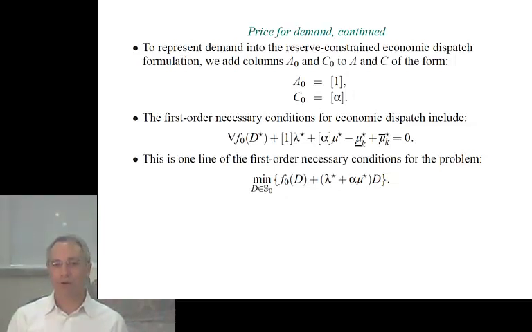If we look at the first order necessary conditions for economic dispatch, we see in the dispatch including demand a term like this. As it happens, this is also one line of the first order necessary conditions for this problem, which is precisely the problem of minimizing the payment minus the benefit. In other words, maximizing benefit minus payment by demand.